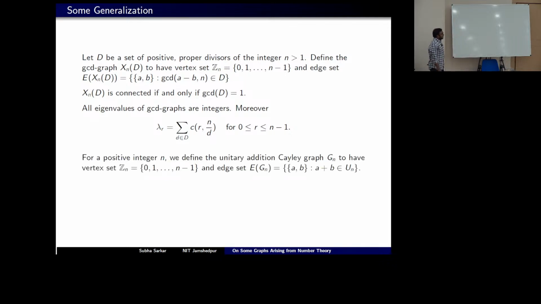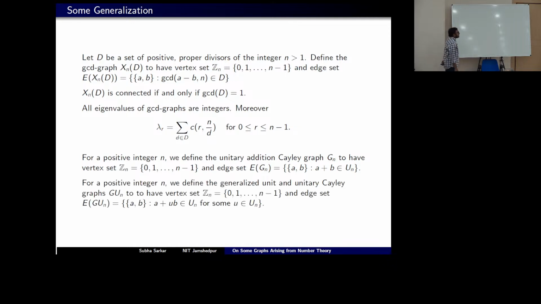Now another generalization of the unitary Cayley graph is where we define the edge set like this: between A and B there is an edge. Earlier it was A minus B is a unit, here we are taking A plus B is a unit. So that is why this is called the unitary addition Cayley graph or unit graph. In fact, there is one more generalization, where we take the edge set such that between A and B there is an edge if A plus UB is a unit for some unit U.